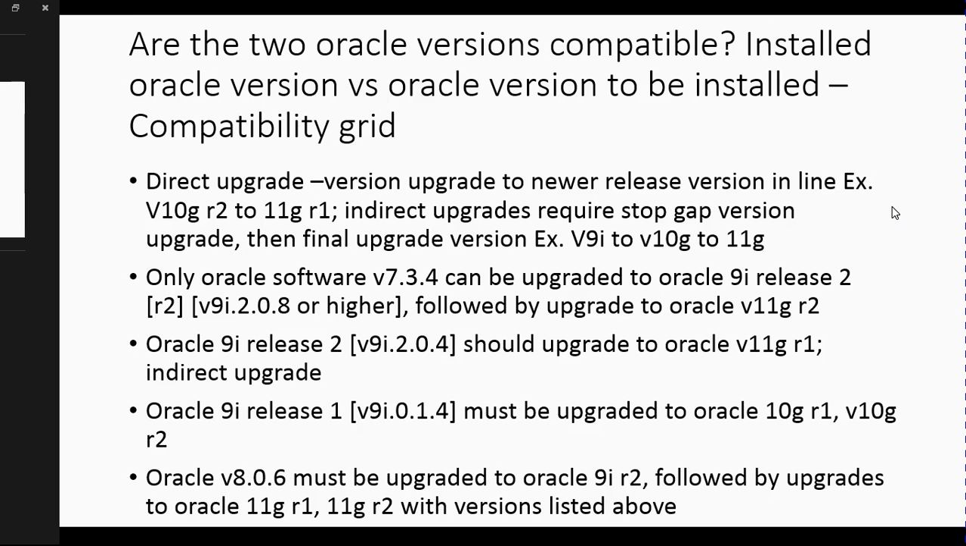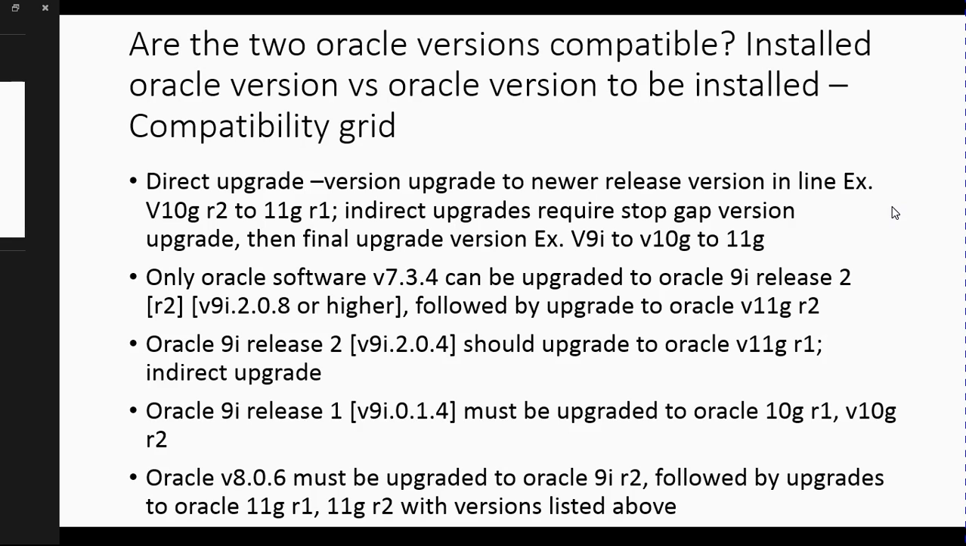And also, in terms of how to perform an upgrade, you have a direct upgrade and you have an indirect upgrade. I'm going to cover what an indirect upgrade is in a little bit. A direct upgrade is a version upgrade to a new Oracle release version. So if you have a 10G R2 and you're upgrading to an 11G R1, that's a direct upgrade. So there's no in-between stop for your upgrade.